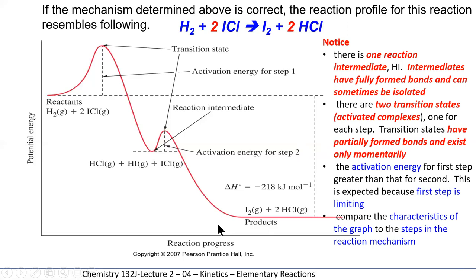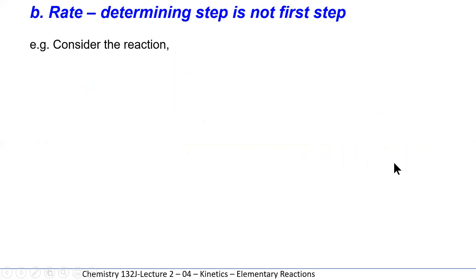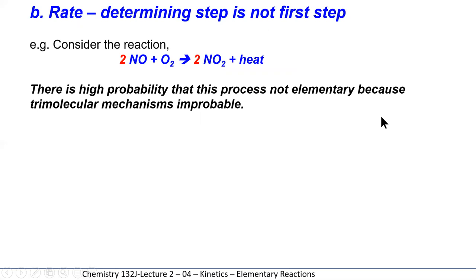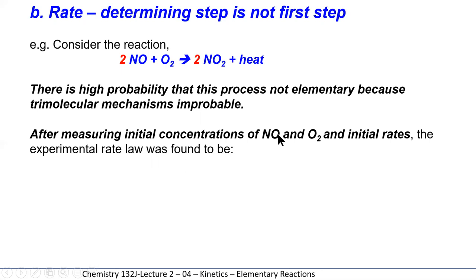Now, if the rate determining step is not the first step, let's see what we have to do. So let's consider this particular reaction, nitrogen monoxide and oxygen forming nitrogen dioxide. There's a high probability that this process is not elementary. Why? Because there are three particles involved in the reaction. The probability of three things hitting at the same time is pretty remote. So after measuring the concentrations of NO and O2, using the initial rate technique, where we do trials where we vary the concentration of NO while keeping the concentration of O2 the same and look at the rate change.